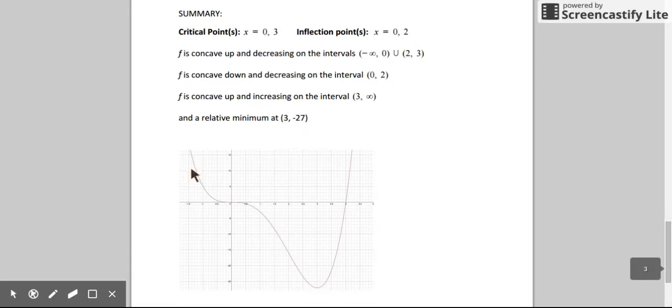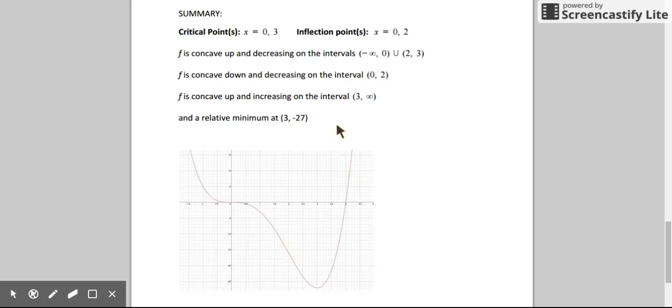So I knew that on my interval from negative infinity to 0, my graph was concave up but decreasing. And then at 0, I had an inflection point, so I changed concavity, but I still was decreasing. So I changed to concave down but still decreasing. And then at 2, I had another inflection point. So even though my graph still was decreasing, I changed to concave up.